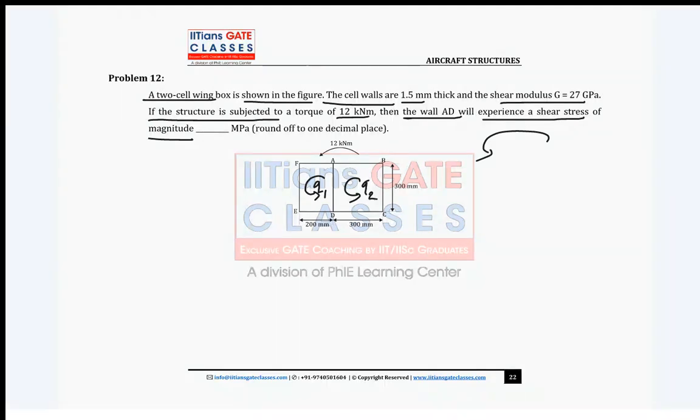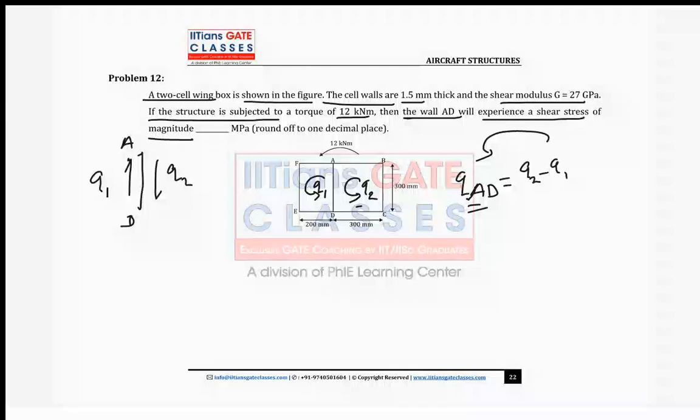So what will be the shear flow in wall AD, QAD? Can anyone tell? In the last class also we have done. See in AD, if you go from D to A in section 1, there is a shear flow going D to A, Q1. Then if you see section 2, there is a shear flow coming A to D. It is Q2. So QAD will be what, guys? It will be Q2 minus Q1. Clear?